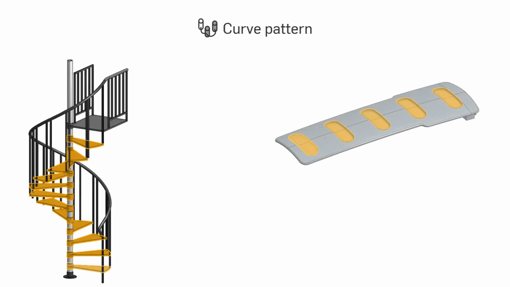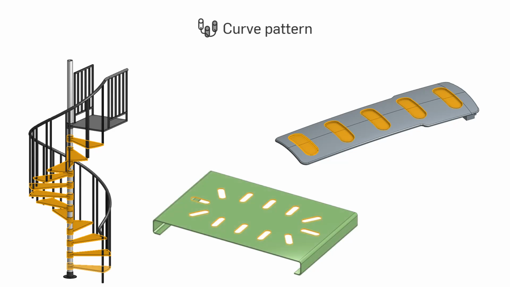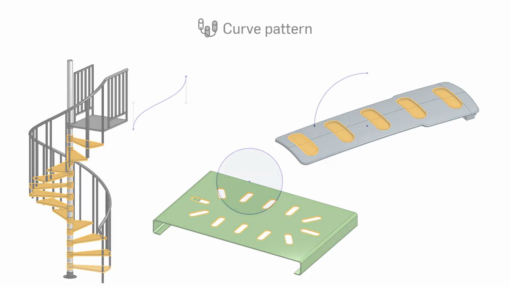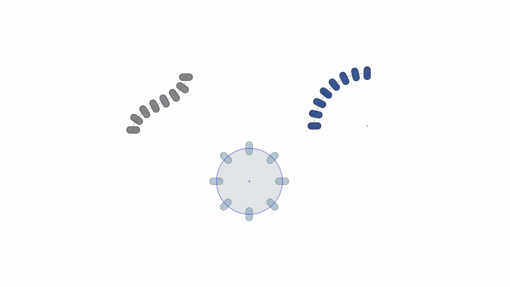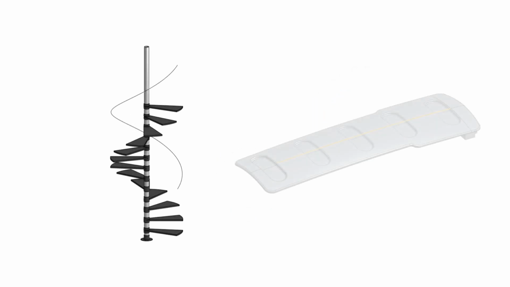The curve pattern feature patterns parts, other parametric features, and faces equally spaced along a curve. The curve may be defined with 2D sketch entities, such as splines, arcs, or circles, as well as entities in 3D space, such as 3D curves or part edges.